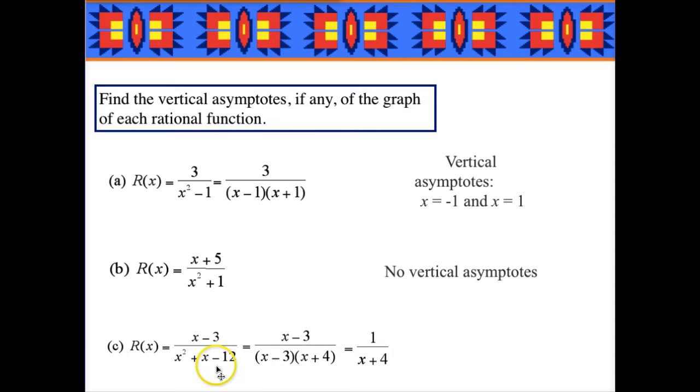How about this third one? In this last one, if you'll notice, x minus 3 and x minus 3 were canceled. That's okay when we're finding asymptotes, but it's not okay if we're trying to find the domain. So in this function, we would only have one vertical asymptote, and that would be at x equals -4.